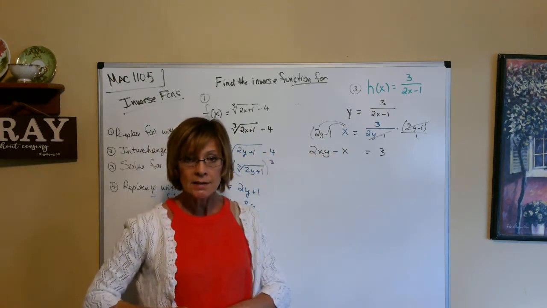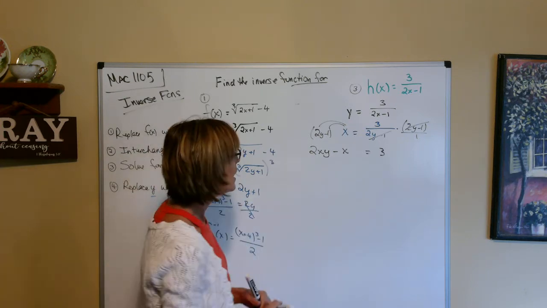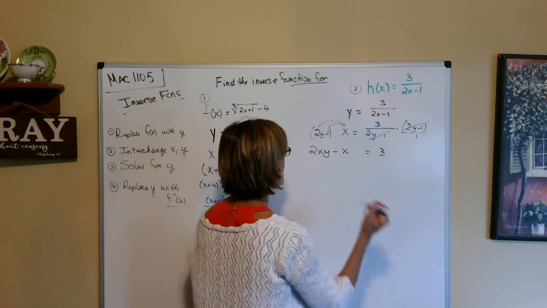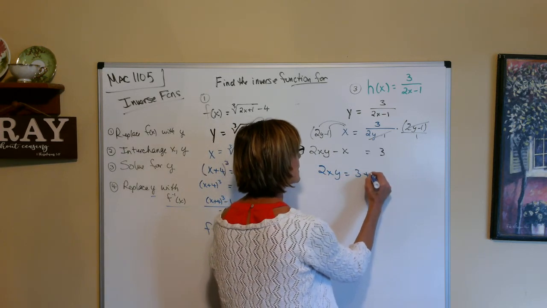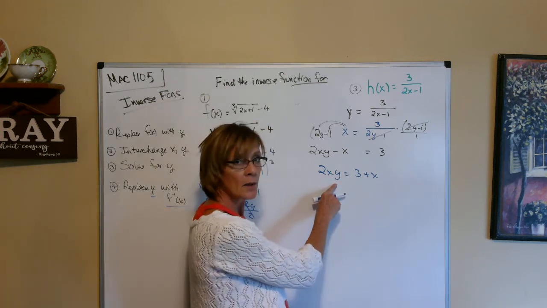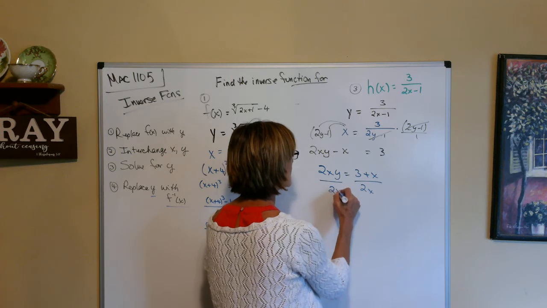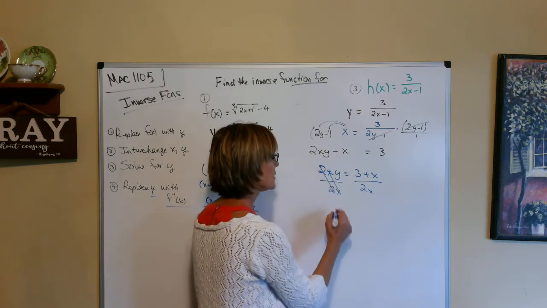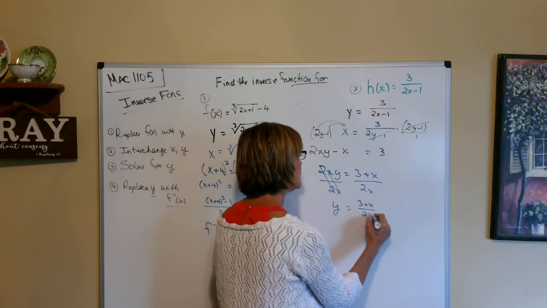Now I want to isolate the term that has the y in it so I can ultimately solve for y. I'll do that by adding x to both sides. So I get 2xy is equal to 3 plus x. Now to get y by itself, I will simply divide both sides by 2x. Those cancel, and I'm just left with y is equal to 3 plus x over 2x.